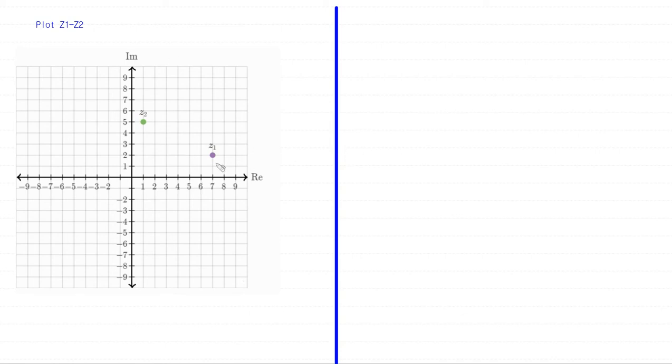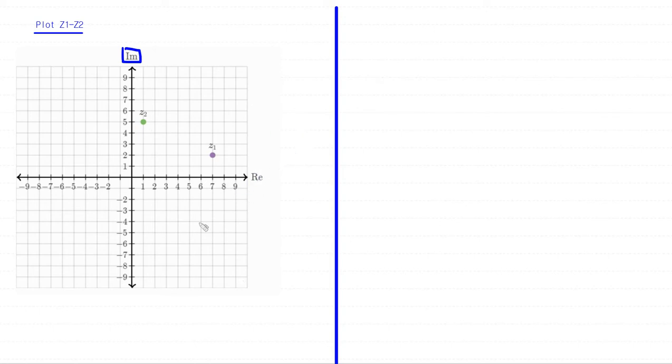In this video, I'm going to talk about graphically adding or subtracting imaginary numbers on the coordinate plane, and the question asks us to plot z1 minus z2. If you look at the coordinate plane, it is different from the normal coordinate plane, where the x value is plotted versus the y value.